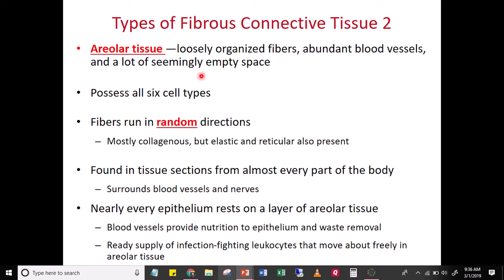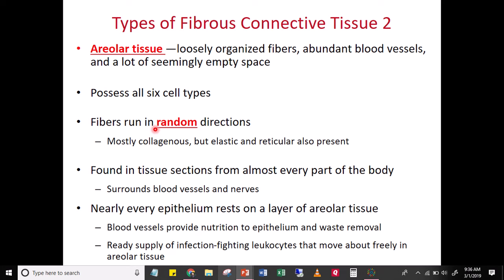It has all the main cell types that we've talked about, and it has collagen fibers, it has some reticular fibers, and it also has elastic fibers, and those fibers run in all directions. In lab, we can see the elastic fibers as tiny, thin black lines on our microscope slides, and the collagen fibers are going to be very large, pink, hard to focus on fibers in our slides.